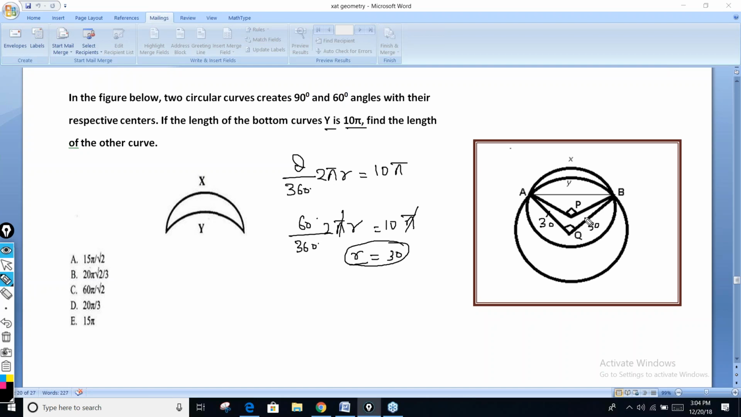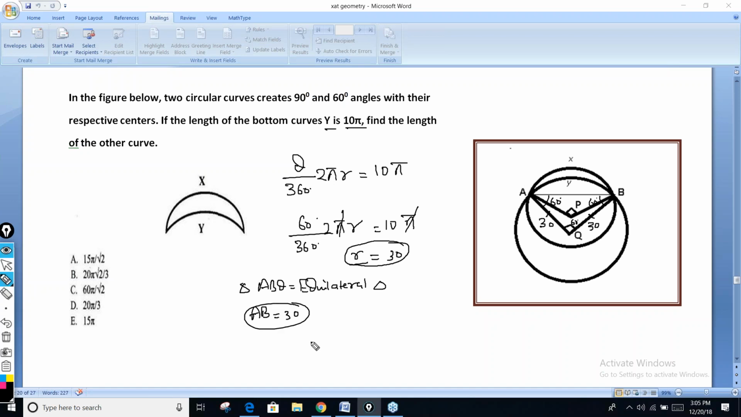We know that AQ and QB are radii, and this angle is given as 60 degrees. If these two sides are equal, these two angles will also be equal. If this is 60, the remaining angle is 120, so these two angles will also be equal, 60 and 60. So can I say that triangle ABQ becomes an equilateral triangle? If triangle ABQ is equilateral, all the sides are equal. So if QB is 30, AB will also be 30.